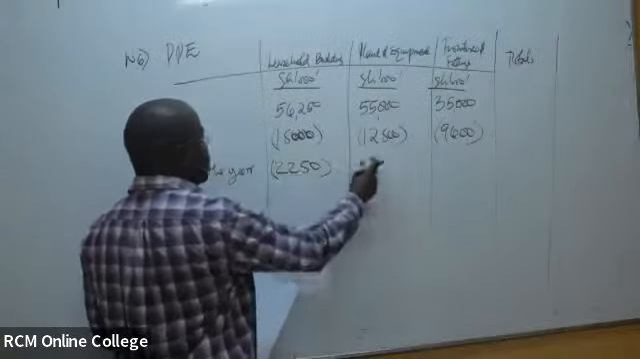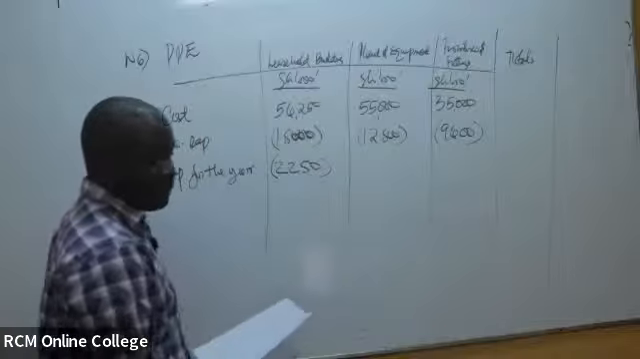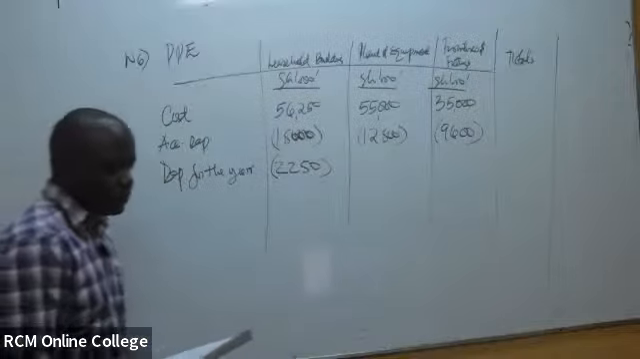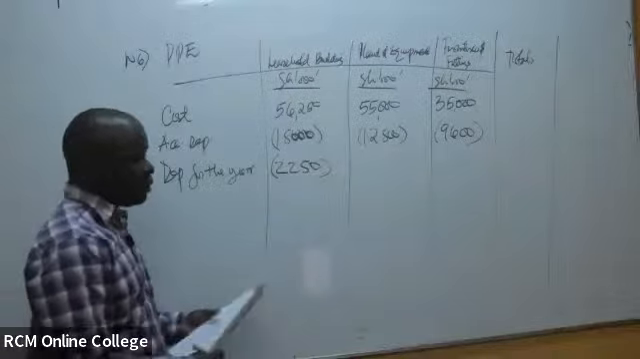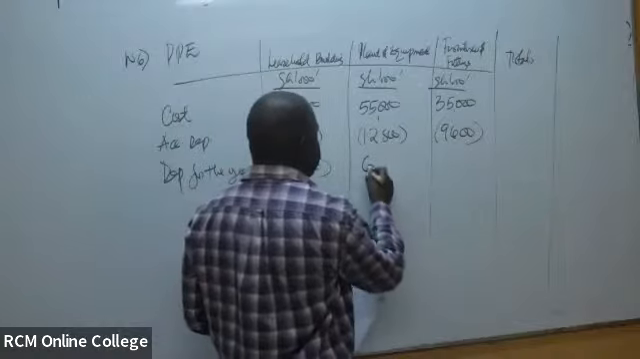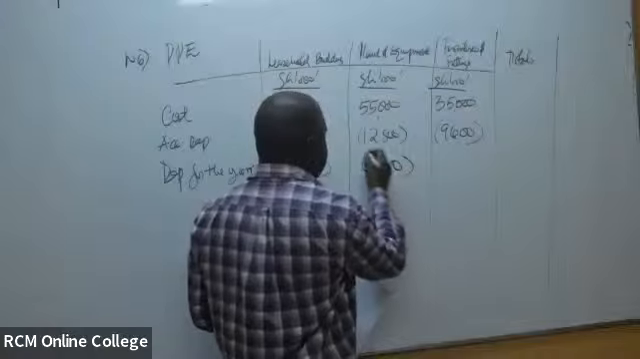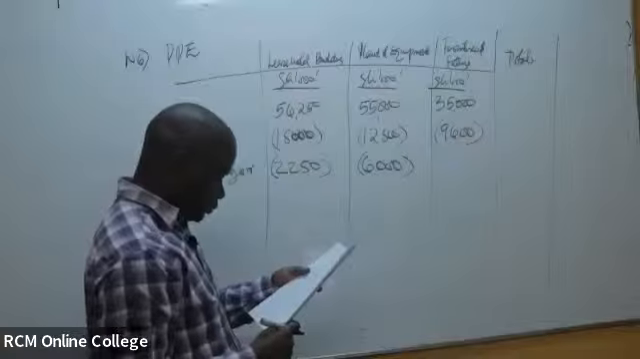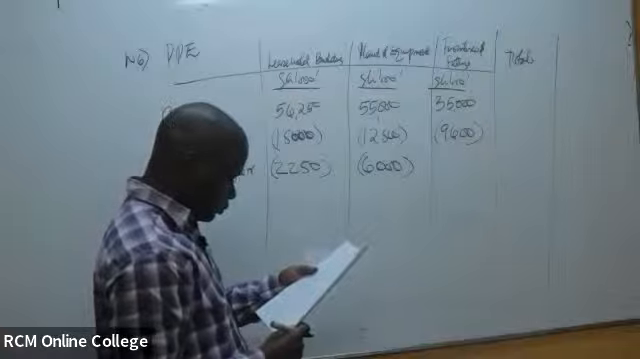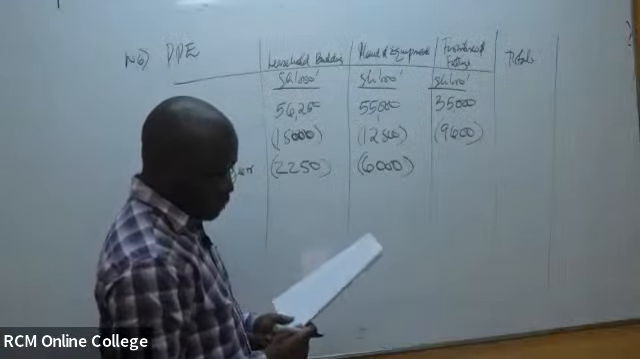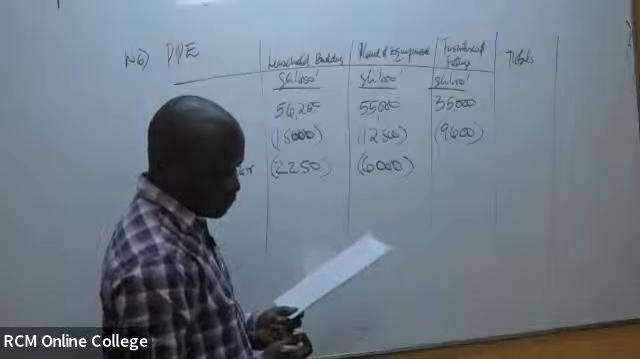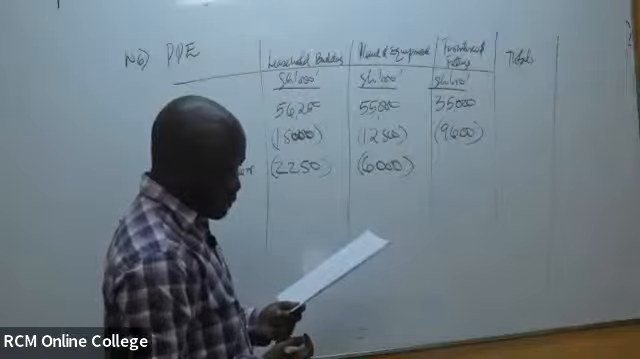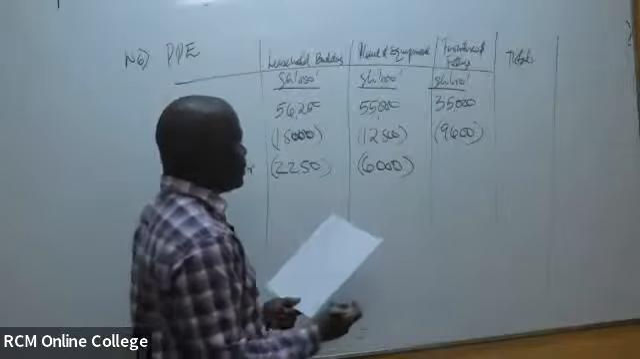So what about plant and equipment? Plant and equipment, it was 6 million. What about furniture and fittings? Furniture and fittings, it was how much? It was 1016.